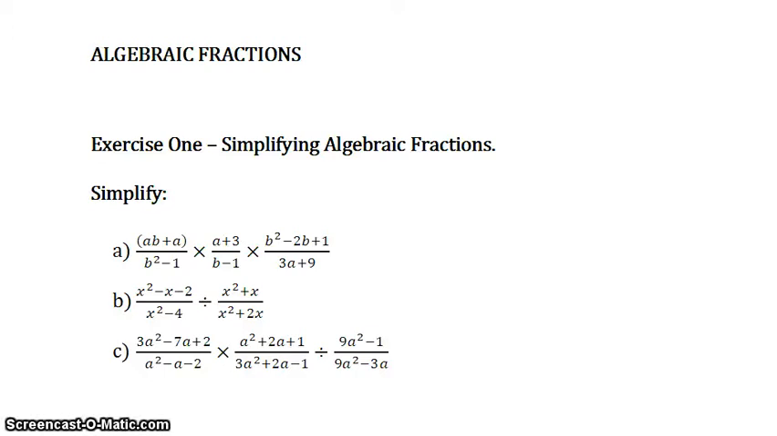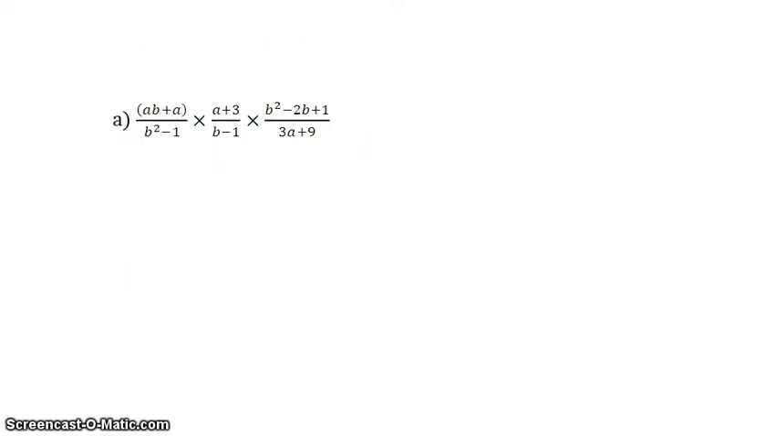Right, guys, let's look at the answers to exercise 1 on simplifying algebraic fractions. Let's start with the first one. Now, just a reminder, the whole aim of this is to factorize the top of your fractions and the bottom of a fraction, because then you are welcome to cancel as soon as you have the most factorized form on the top and the bottom.